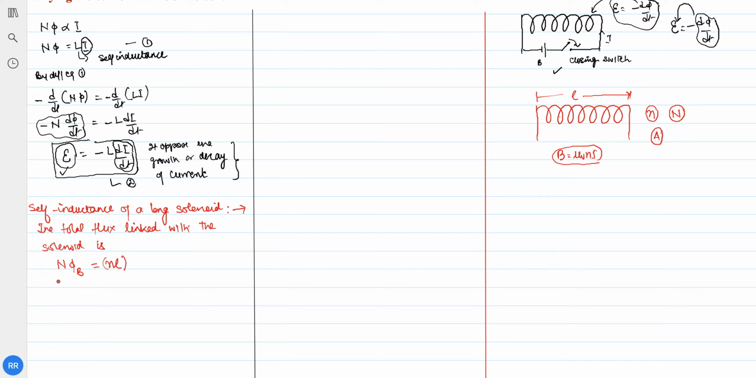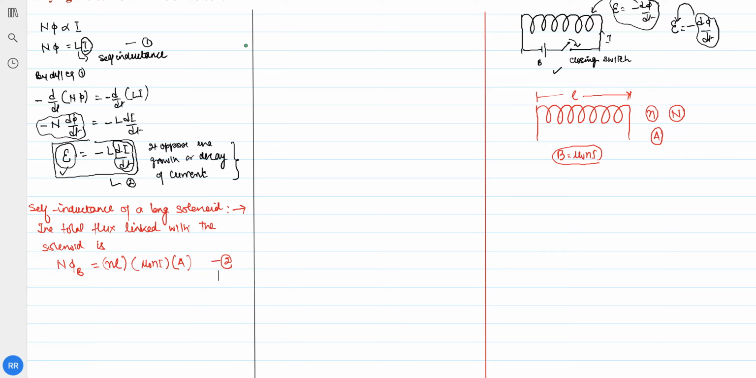We did this in mutual induction, the flux will be B into A. So magnetic field is mu naught n I and area is just A, and angle between area and magnetic field is equal to 0. So I won't discuss it with you because I have done it already. So this is equation number 2.